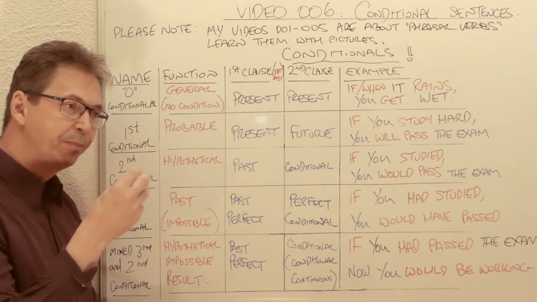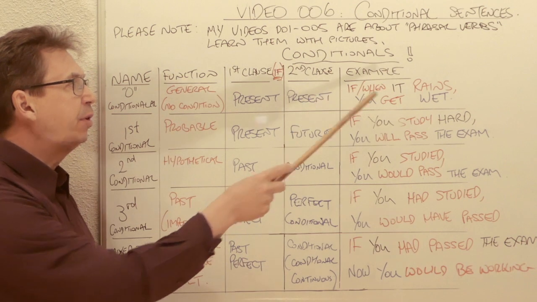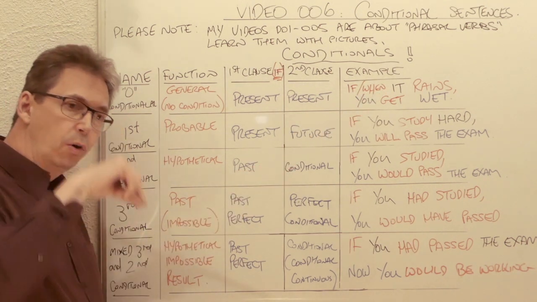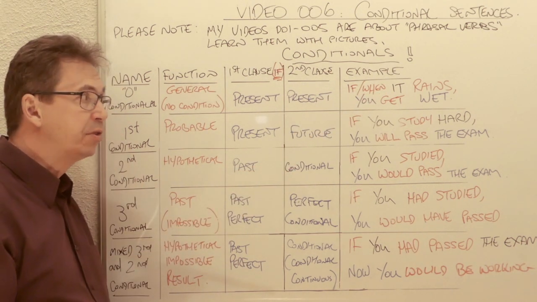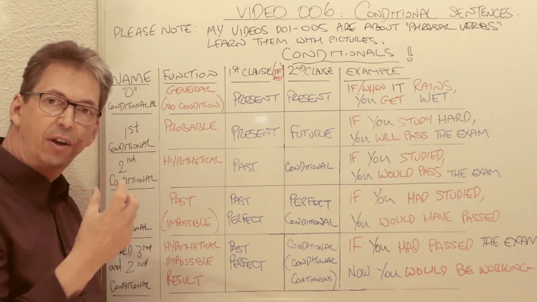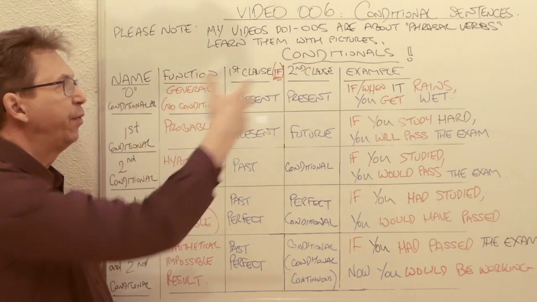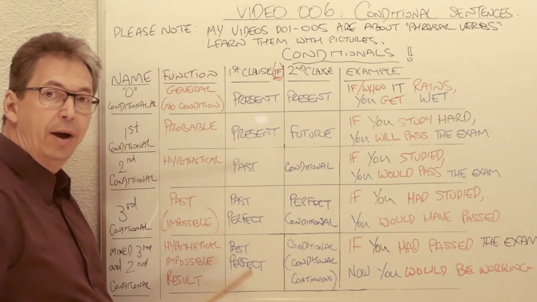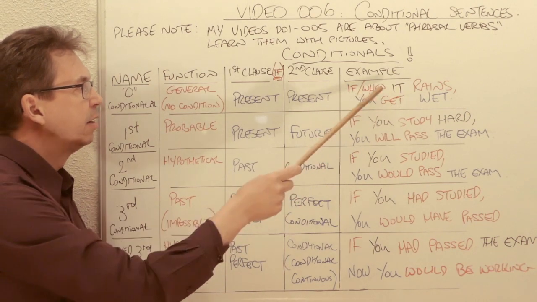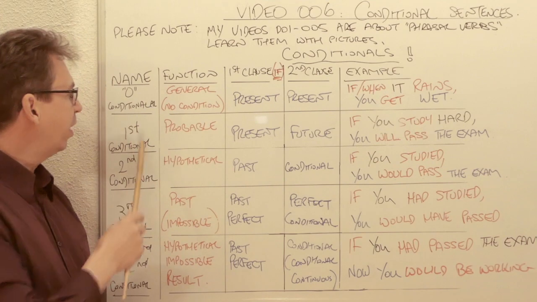Okay? Boil is to turn into a gas. Or if water reaches or goes down to 0 degrees centigrade, it freezes. It turns to ice. This is the zero condition. There's no condition. It's true. If it rains, if you go outside in the rain, you get wet.